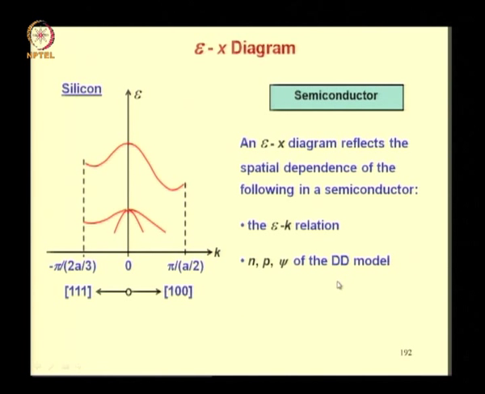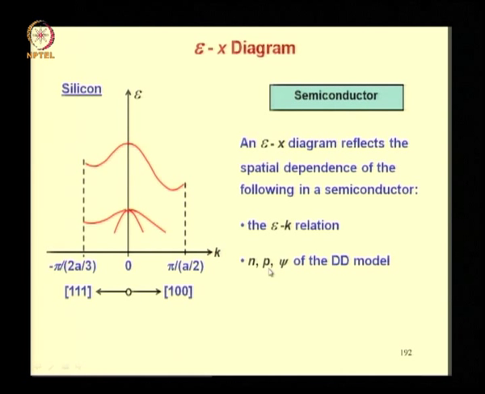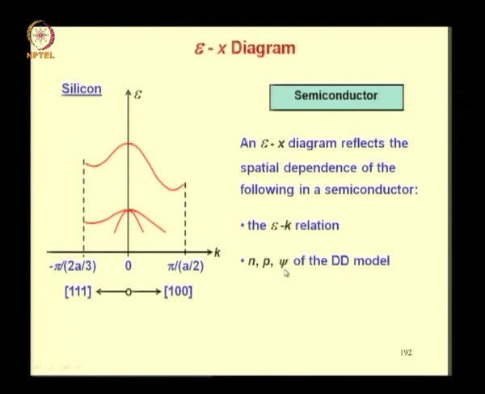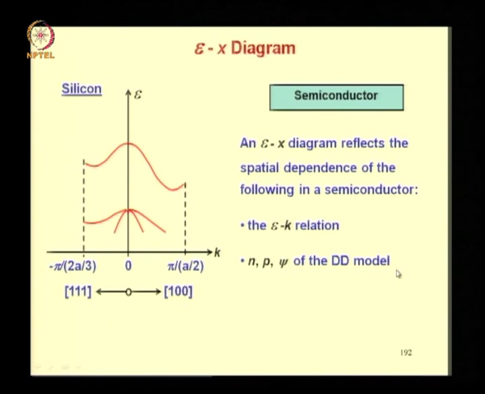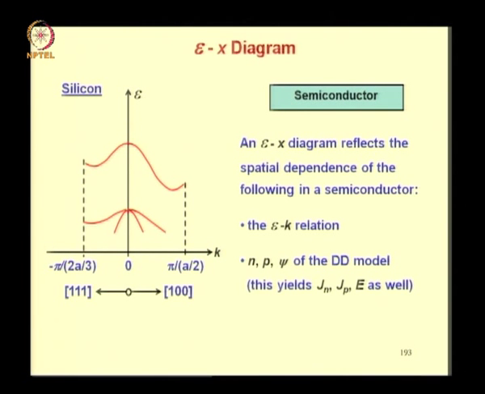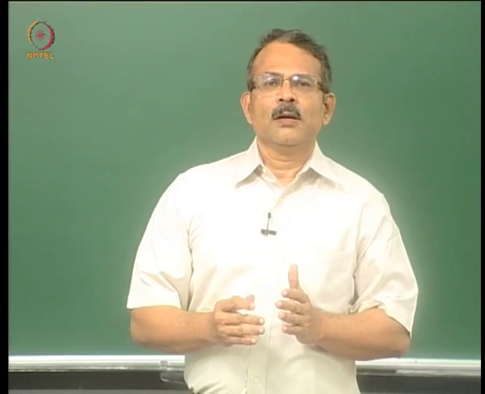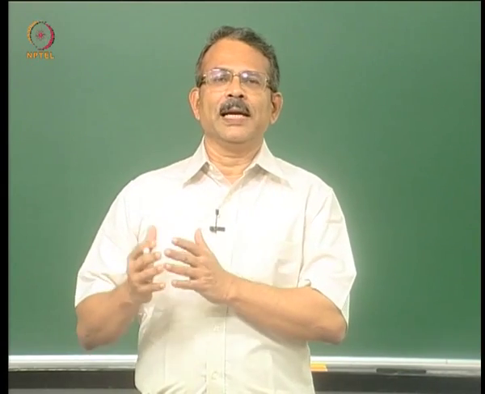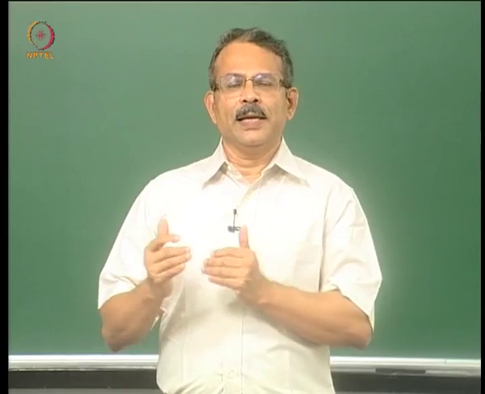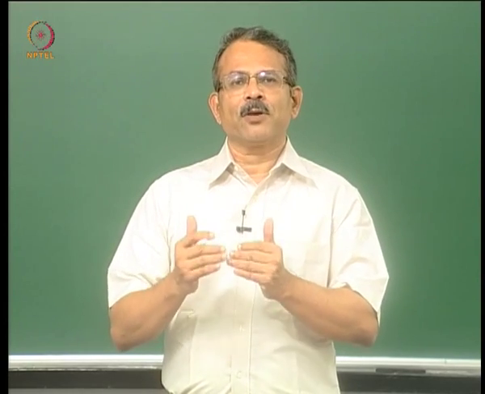Next, the EX diagram reflects the spatial dependence of electron concentration, hole concentration, and electrostatic potential, which are the parameters of the drift diffusion model. Now you already know that once you know n, p and psi, you can also derive information about Jn, Jp and E as well. So although there are 6 equations in the drift diffusion model, these can be reduced to 3 coupled equations in n, p and psi. So Jn, Jp and E are quantities that can be derived from n, p and psi.